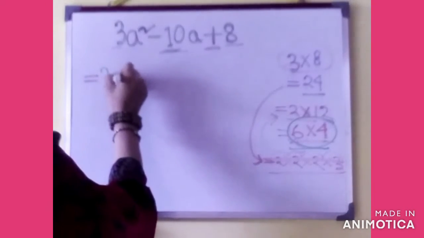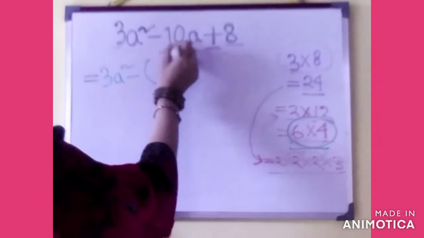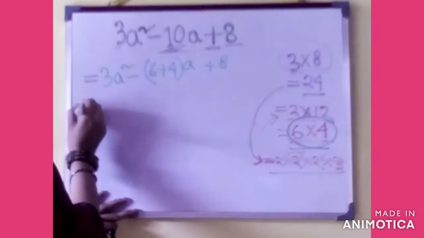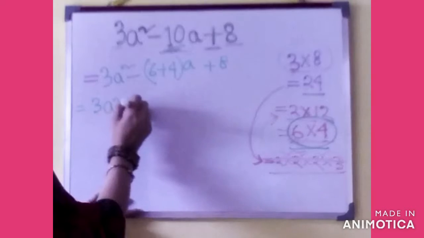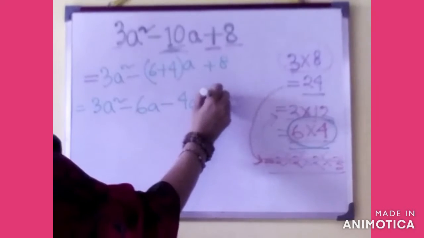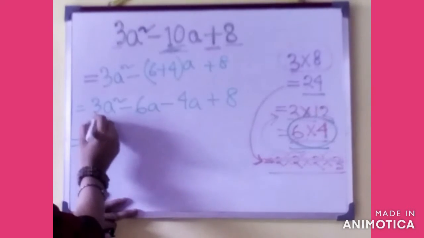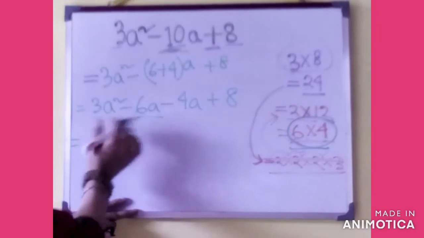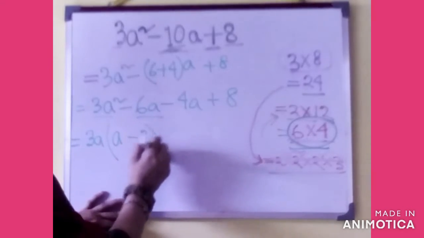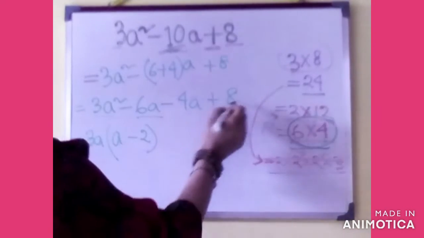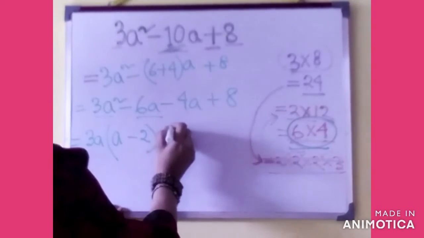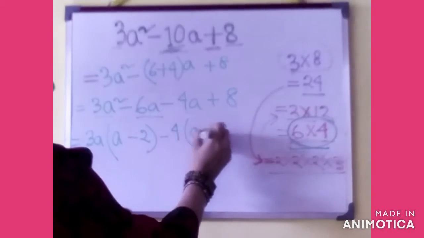So it will be like this, 3a square minus, instead of 10 I am writing 6 plus 4, a plus 8. Now 3a square minus 6a minus 4a plus 8. Now 3a is common for the first two terms, so I am taking 3a common and there is a minus 2. And in the same way, from here I can take 4 common. 4 is the common factor here for both the terms and I am taking the minus sign outside. So it will be minus 4 into a minus 2.